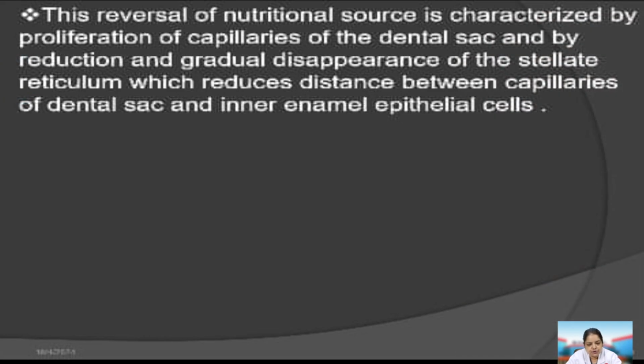This reversal of nutrition source is characterized by the proliferation of the capillaries of the dental sac and by the reduction and gradual disappearance of the stellate reticulum, which reduces the distance between the capillary of the dental sac and the inner enamel epithelium.